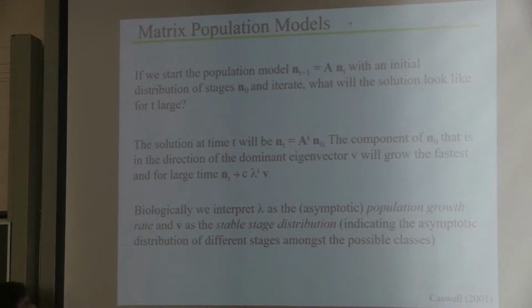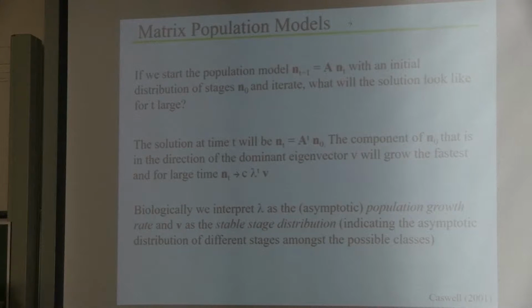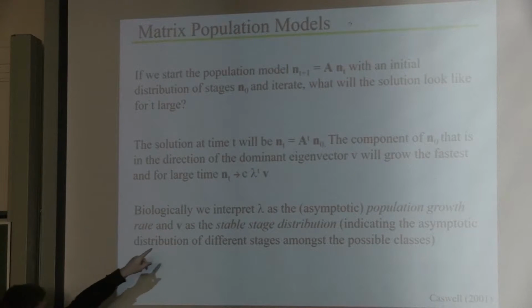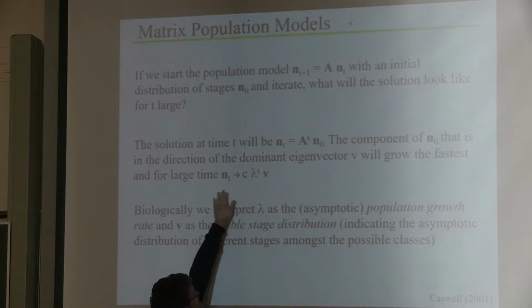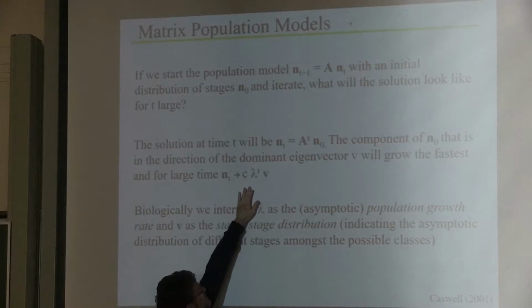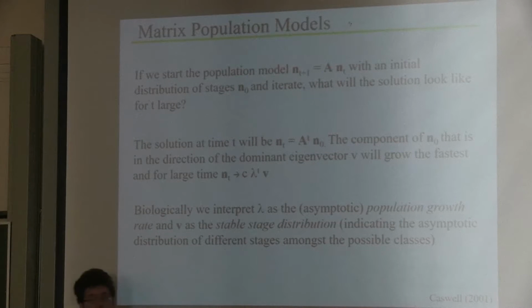We want to know if n_t is growing or not as time progresses. If we take our initial data, the component of n_0 that's in the direction of the dominant eigenvector will grow fastest, because we have A v equals lambda v. As time progresses, things are going to look like a constant times lambda, this multiplier, to some power t, times the eigenvector, if we wait long enough.